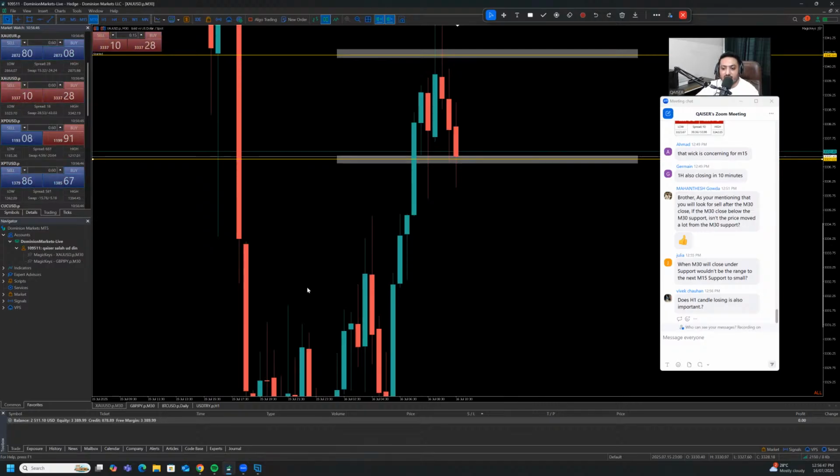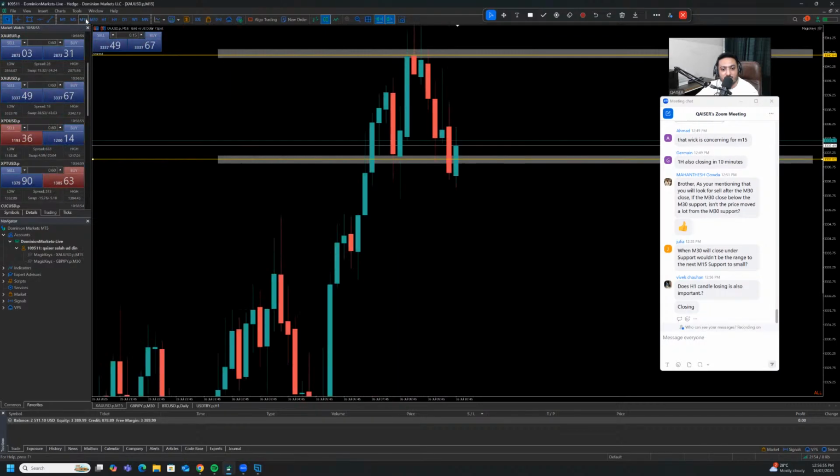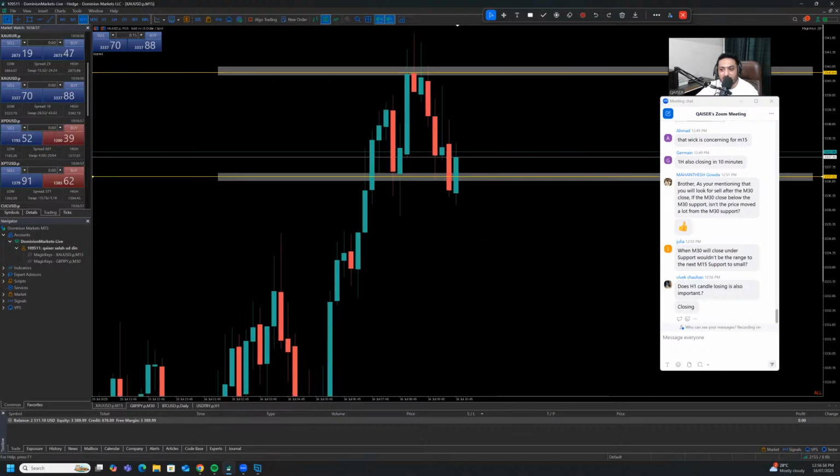Does H1 candle losing also important? Losing H1? What H1? It's just still open. Wait for the candle to close. Look at the way it's just reacting right now. Again, it's just rejecting and continuously pushing upside.